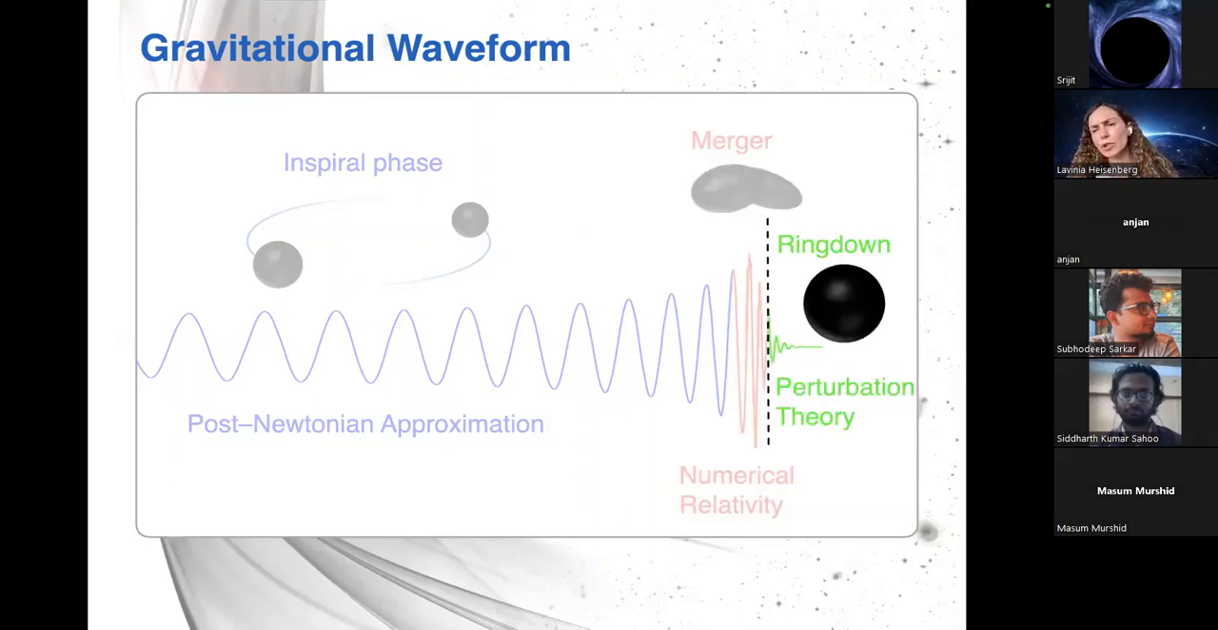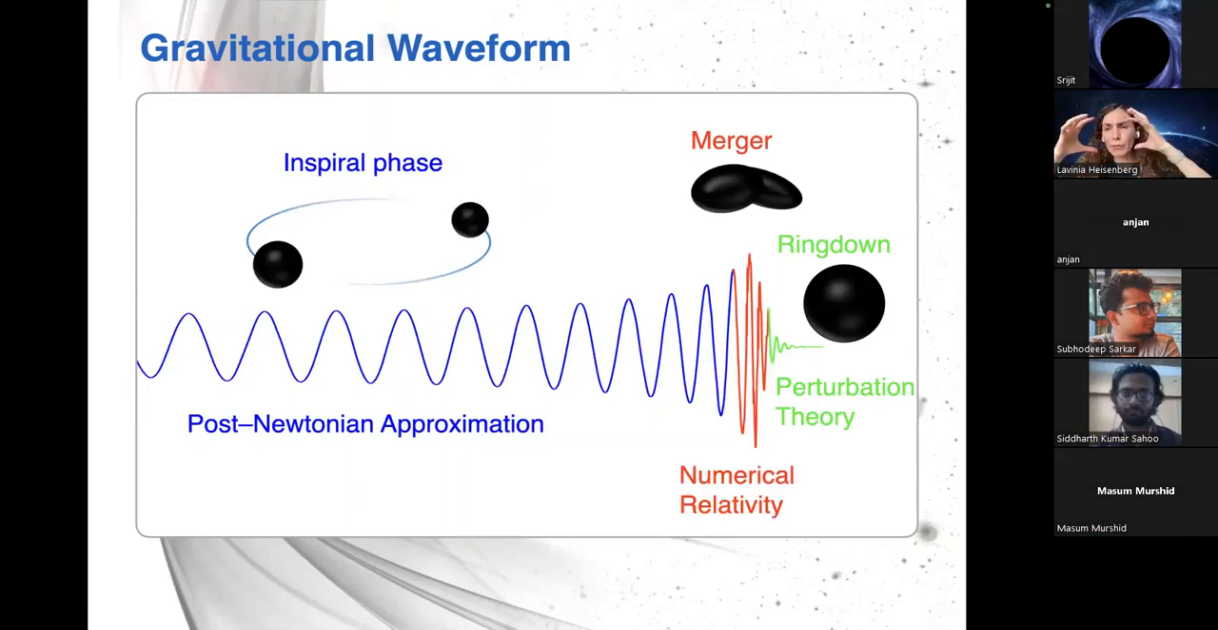And then once the objects merge and you have your final object, which is the ringdown phase, you can then apply perturbation theory again, and it's much easier to do the calculation. But as you can see, you have these three different phases. In order to get the full waveform, you now have to glue together these three different phases and match them in a correct way. And this is really very, very difficult. You will introduce a lot of mistakes and errors if you are not careful enough.